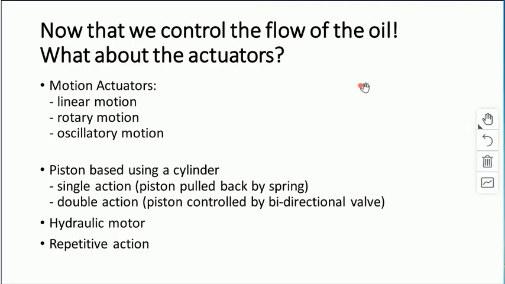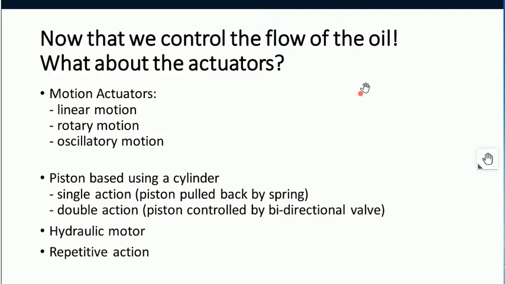Right. Now that we control the flow of the oil, what about the actuators? We're going to look at what actuators we have and the symbols for them. We've got linear motion, rotary motion, and oscillatory motion. Oscillatory motion is a bit like an oscillator that goes there and back, there and back.